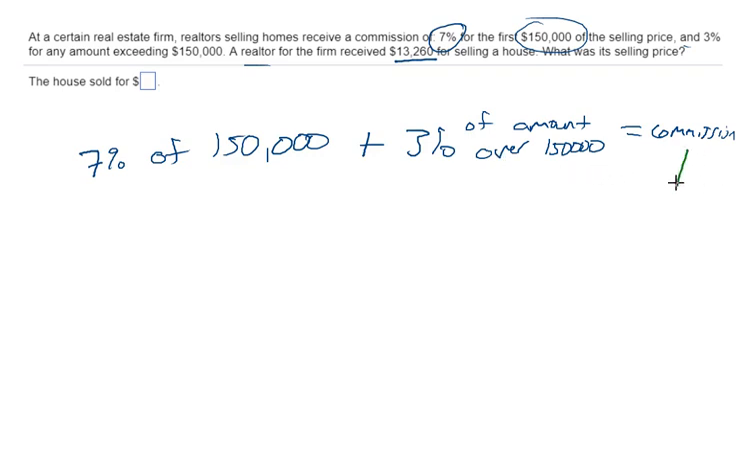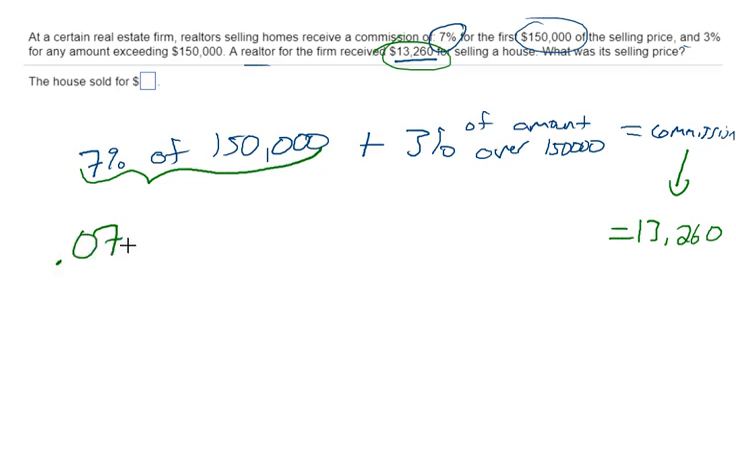Now the commission, as I already mentioned, we know what the commission is, so we don't need a variable to represent that. That value is just given to us. It's $13,260. Right. We also don't need a variable here because there's nothing unknown. You get a full 7%, which is going to be 0.07, that's how we write 7%, of that full $150,000.